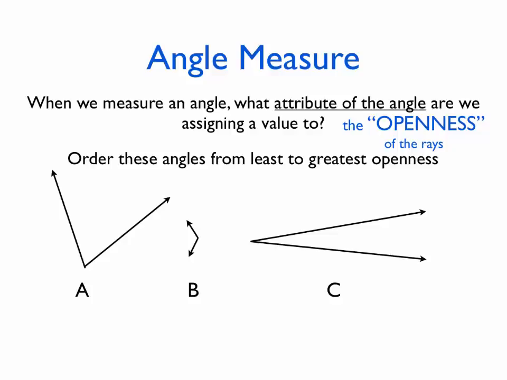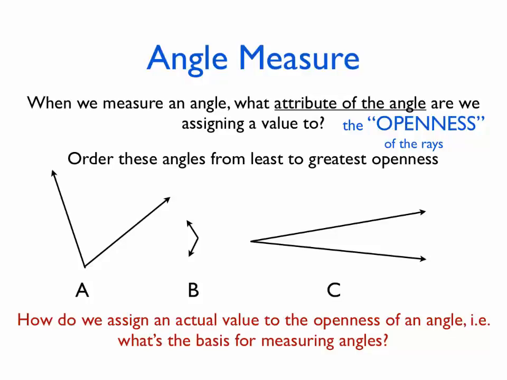So order these angles from least to greatest openness. Compare with the person next to you. Which has the least openness, which has the greatest openness? Go. Okay, least openness is? C is the least open. So that's going to have the lowest measure. And then the greatest openness? B. That one will have the greatest angle measure. So when we're measuring angle measure, we're measuring the openness of the angle.